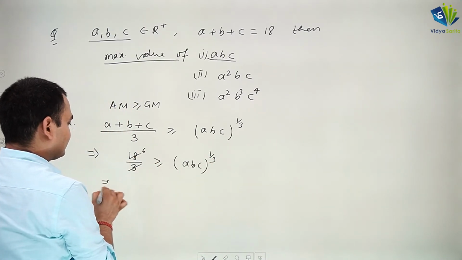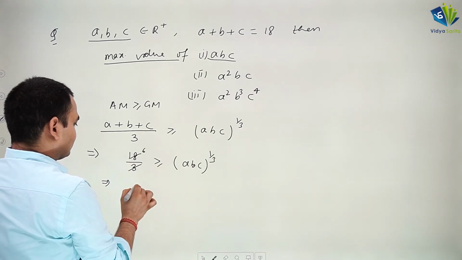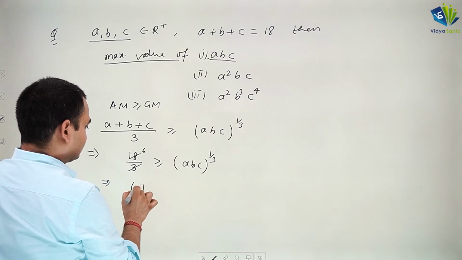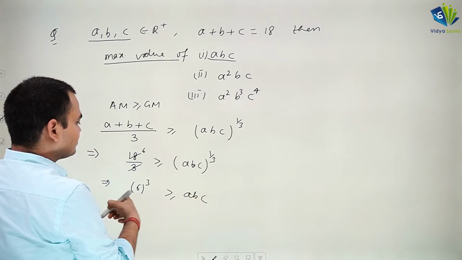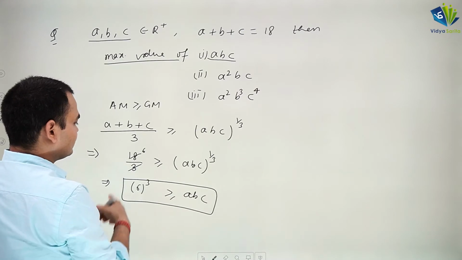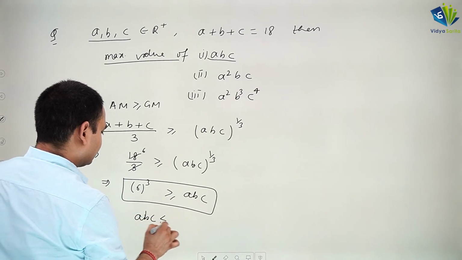It will be as it is, and here this is power 1 by 3. 6 times, if you take the cube, this will become 6 cubed, and here it will become abc. Means abc will always be less than or equal to 6 cubed. So the maximum value of abc will be 216, means abc is less than or equal to 216.